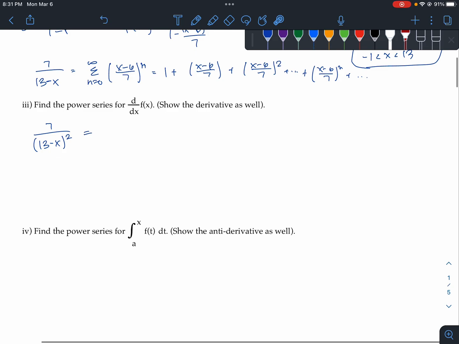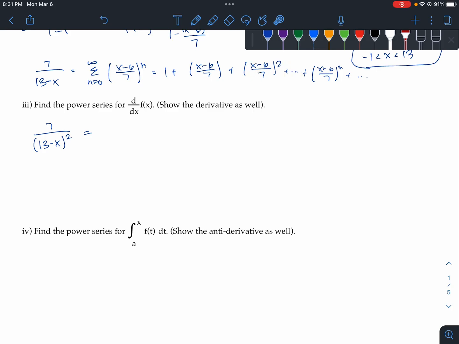So we'll use the derivative of each of these terms. Well, the derivative of 1 is going to be 0, so we don't need that. The derivative of this term is going to be the coefficient of x, which is 1 over 7. Okay, the derivative of this term, I would have to drop the 2, decrease this by 1, so it's going to be 2 times x minus 6 over 7 to the first power, multiplied by the derivative of the inside, which is 1/7.